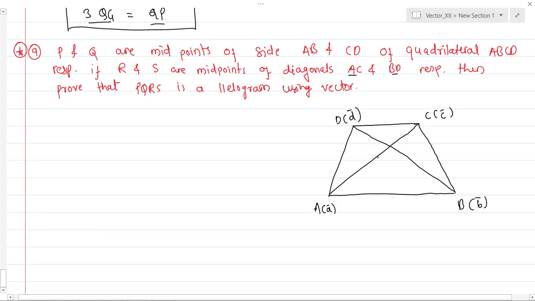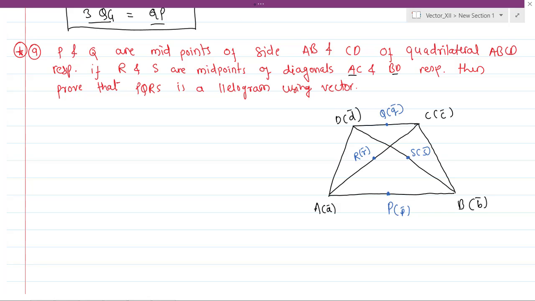So that is the big quadrilateral ABCD. Now let's have PQRS. P and Q are the midpoints of AB and CD. So this is point P with position vector P bar. Then we have Q bar, which is the midpoint of CD. R and S are the midpoints of AC and BD. So R is the midpoint of AC with position vector R bar. And S is here somewhere, so S with S bar.